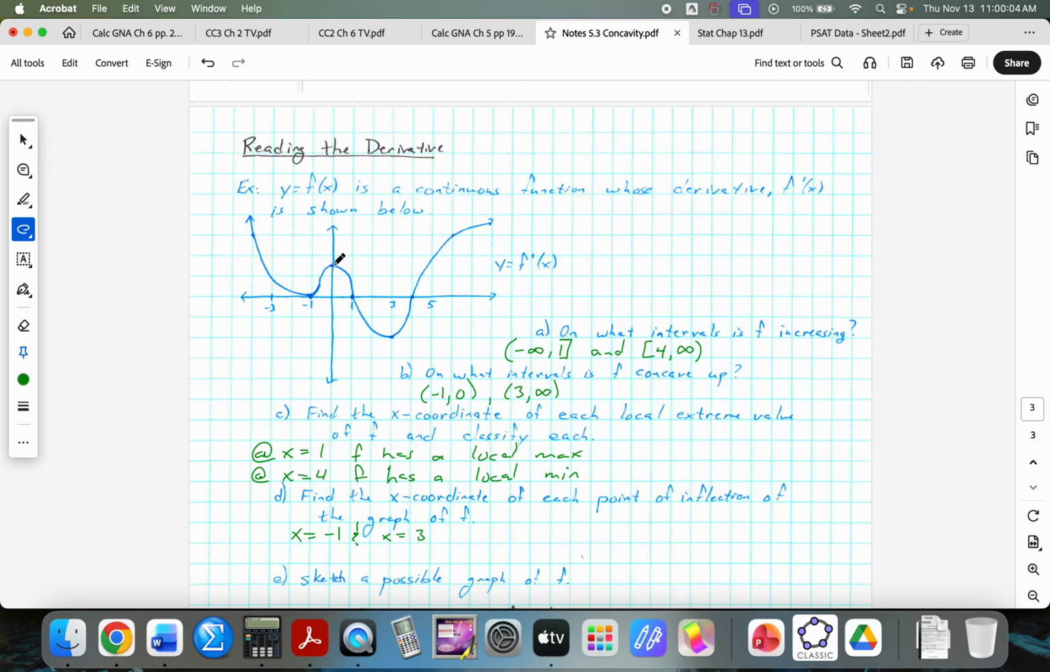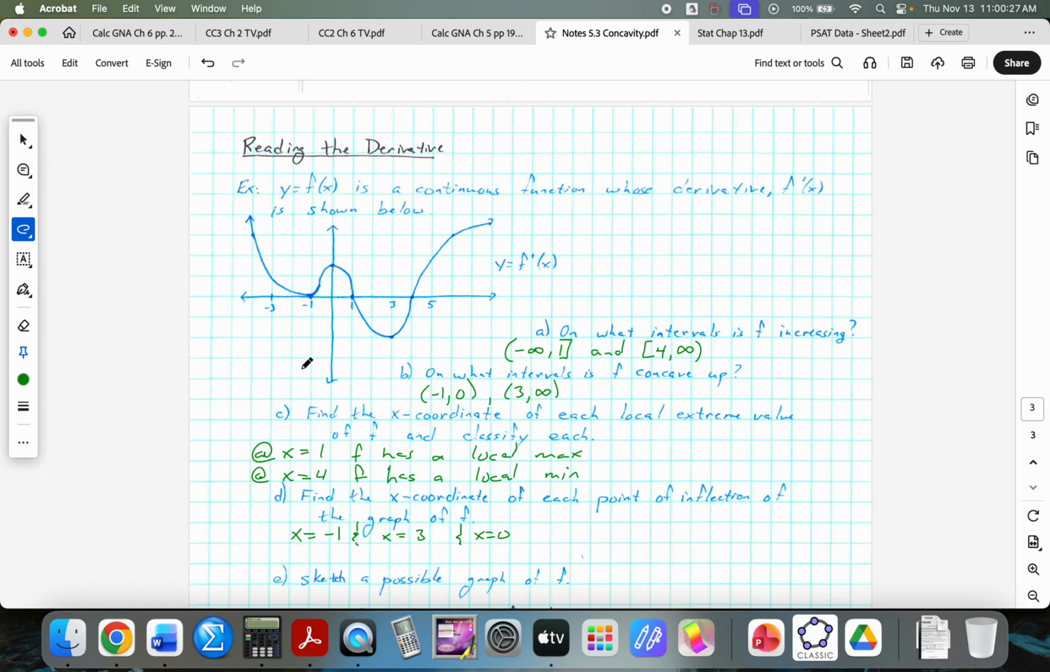Oh, I left one off. What about at 0? F prime goes from increasing, so f is concave up, to f prime is decreasing, so concave down. So I apologize, I left that one off.